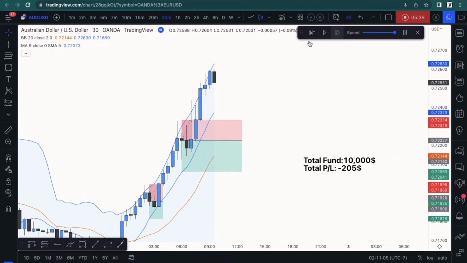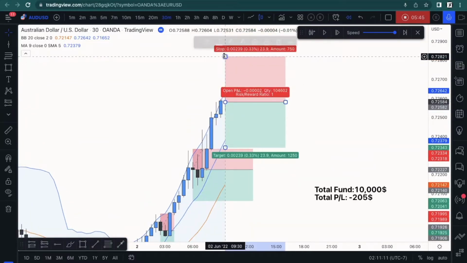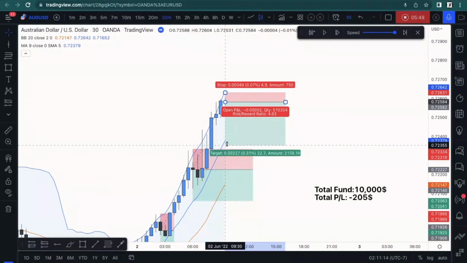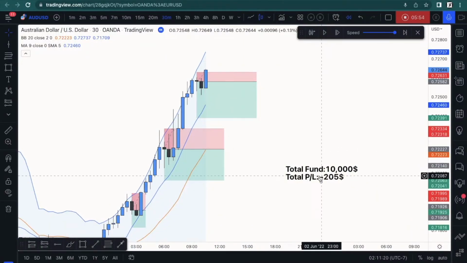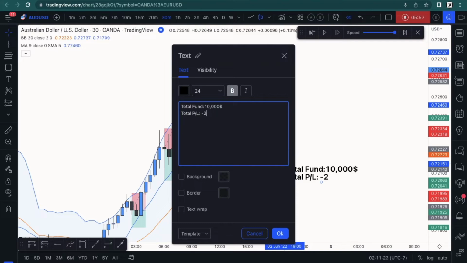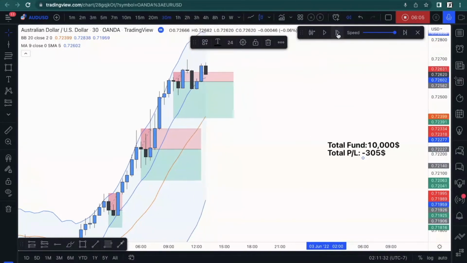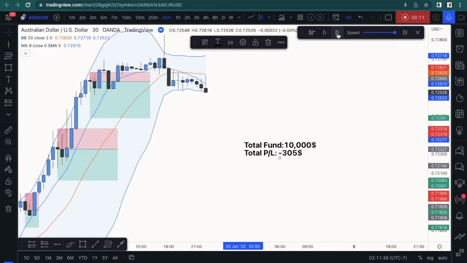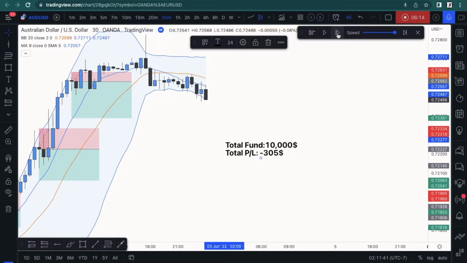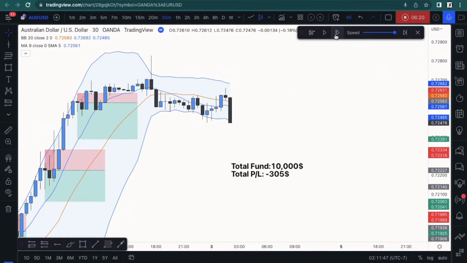Okay, price is still ranging outside, and right here price closes inside, so let's just take another entry from here. This is going to be a little bit of a tighter stop loss, and I'll take profit level would be here. Another loss for the strategy, so that's another $100 into loss. Total PNL would be $305 at this point of time. Okay, the price is ranging. Okay, we have not got any setup yet.